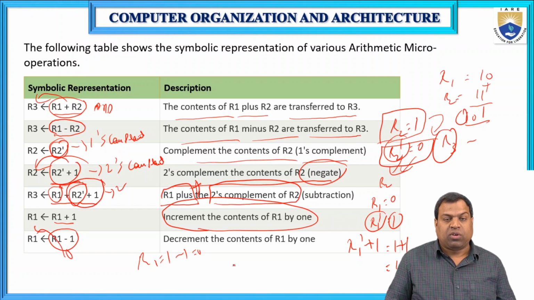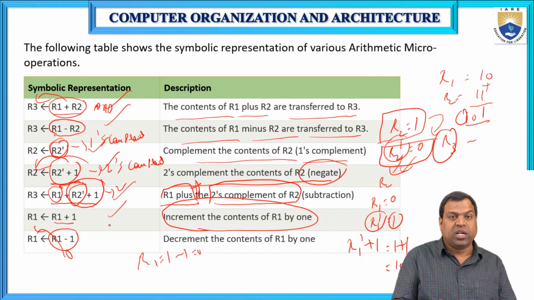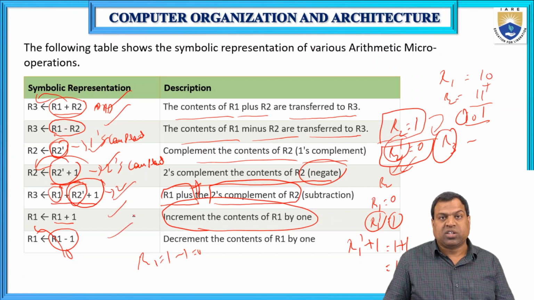Okay. So R1 plus incrementing of R1, the resultant value is stored in R1. And R1 decrement value, that decrement value is stored in R1. So R1 plus R2, addition, subtraction, complement, 2's complement, addition of R1 plus 2's complement of R2, increment, decrement. So these are some of the symbolic notations and micro-operations that are performed.